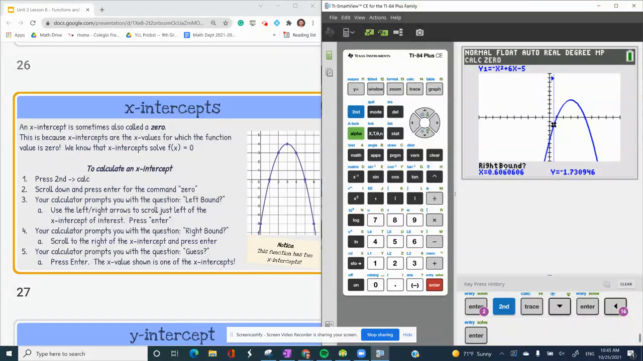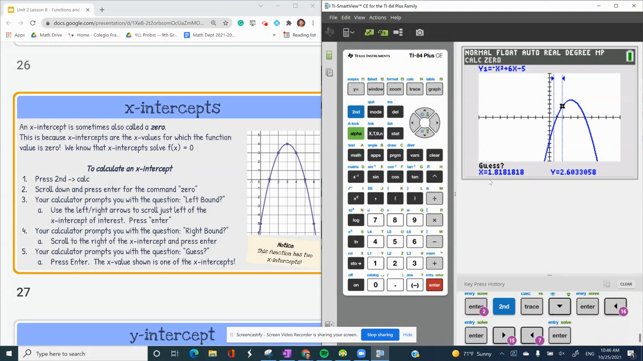Now, right bound. Now we go right. Now we're to the right of our intercept, and that's where we want to be. You can go anywhere to the right of the intercept. It doesn't have to be very close, but you can just put it anywhere to the right of the intercept. And we'll hit enter again for a second time.